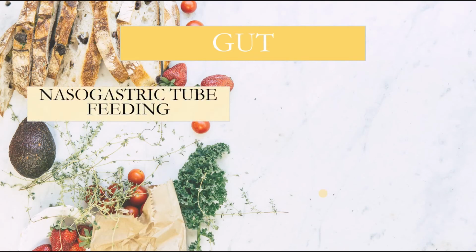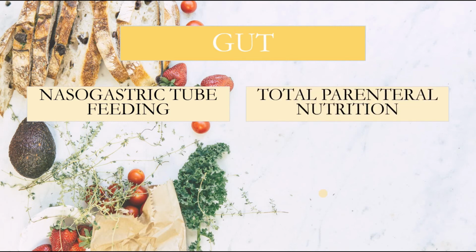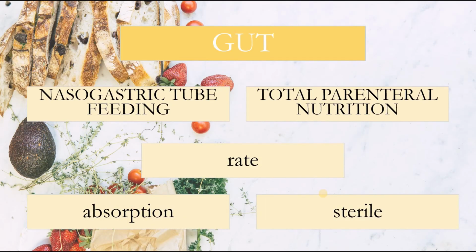Part of your GI assessment include the nasogastric tube feeding. So is the patient having this tube feeding? And the total parenteral nutrition as well, if the patient isn't absorbing. So for both of this, we need to include the rate. And then if the patient is being fed via tube, we need to check if the patient is absorbing. As for TPN, it's usually used if the patient is not absorbing.